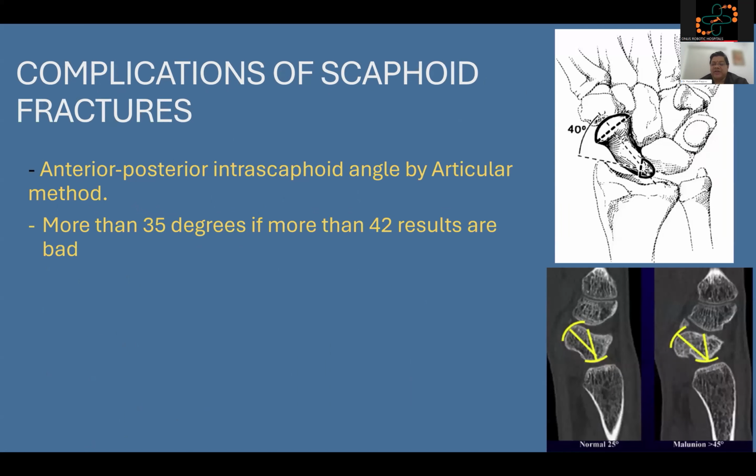The other way of calculating is the intrascaphoid angle. Whenever the intrascaphoid angle is more than 30 degrees, it is diagnostic that there is a malunion in the scaphoid.